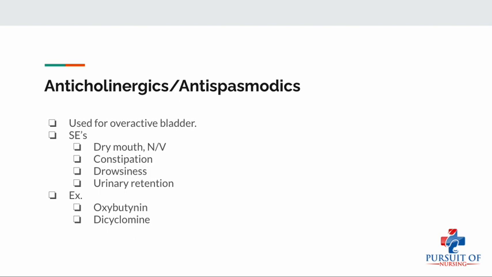All right, we have anticholinergics and antispasmodics. Both are used for the treatment of overactive bladder. We've talked about anticholinergics a few times in several other sections, but anticholinergics dry things up. So side effects are going to be dry mouth, constipation, drowsiness, and then urinary retention.